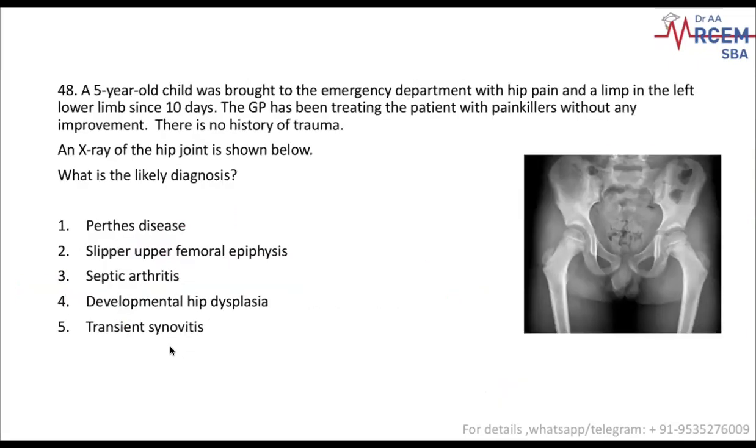A 5 year old child was brought to the emergency department with hip pain and limp in the left lower limb since the last 10 days. The GP has treated the patient with a painkiller without any improvement. There is no history of trauma. The X-ray of the hip joint is given. What is the likely diagnosis?